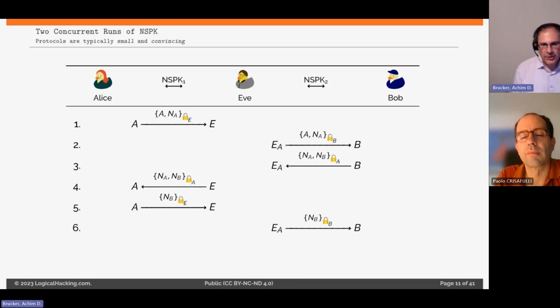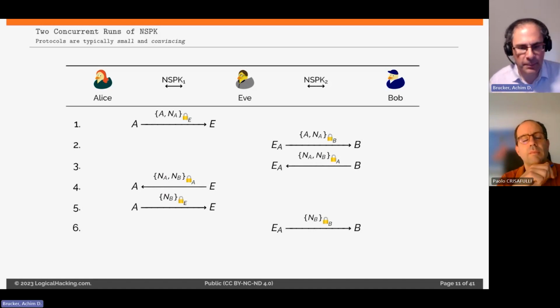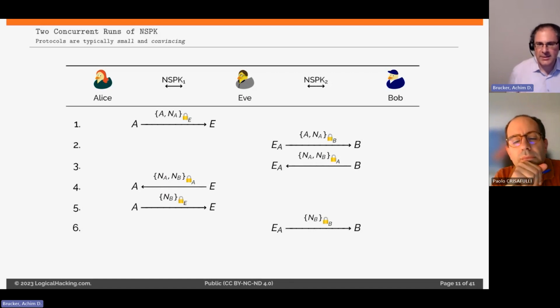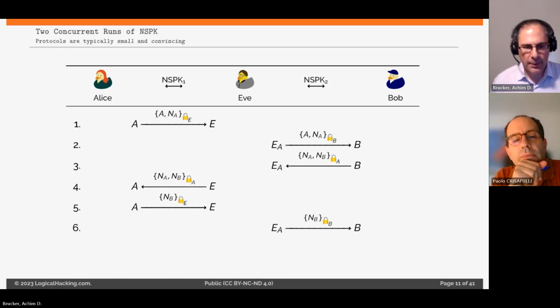And now we are in a situation where we have a couple of security violations. Firstly, the nonces NA and NB are not only known between Alice and Eve, but they are known or shared between Alice, Eve, and Bob.